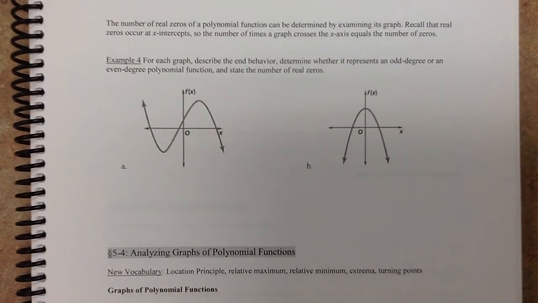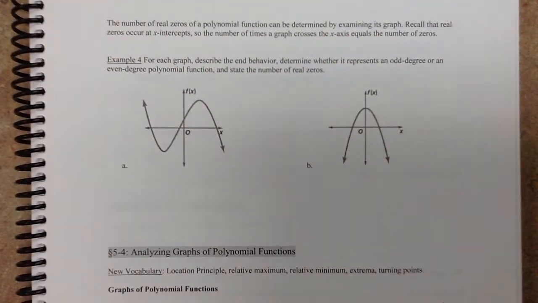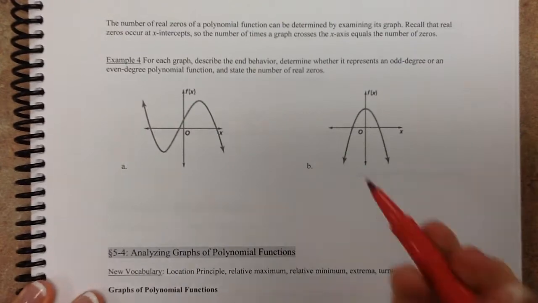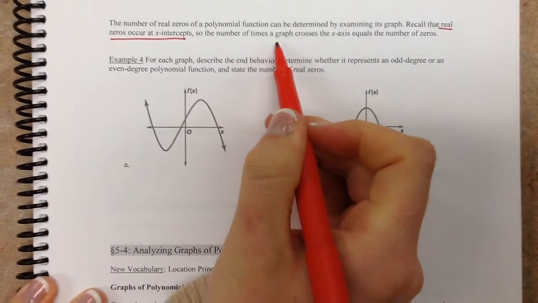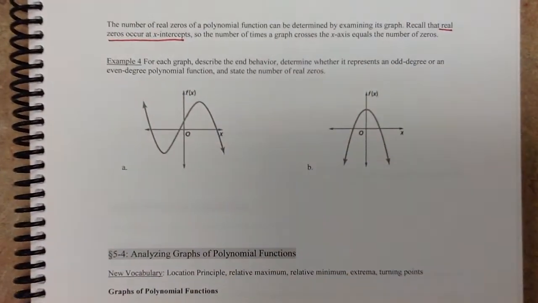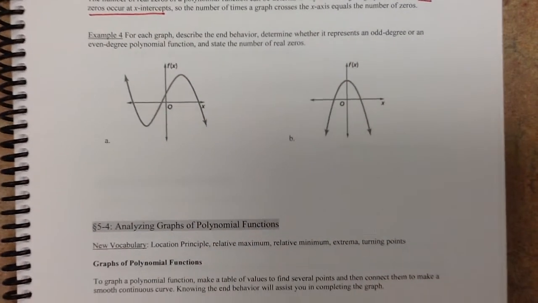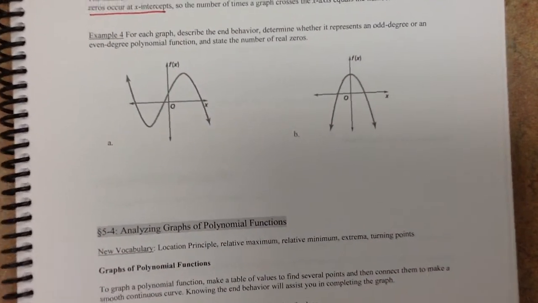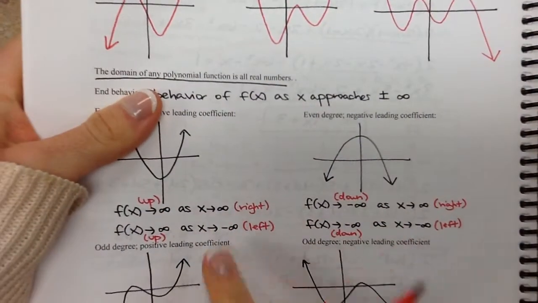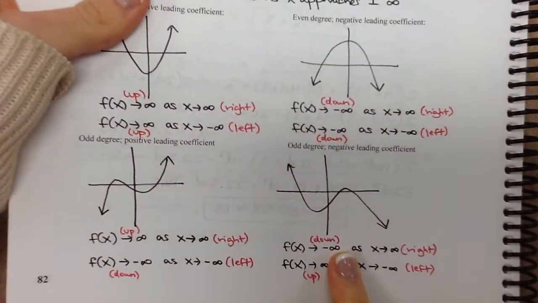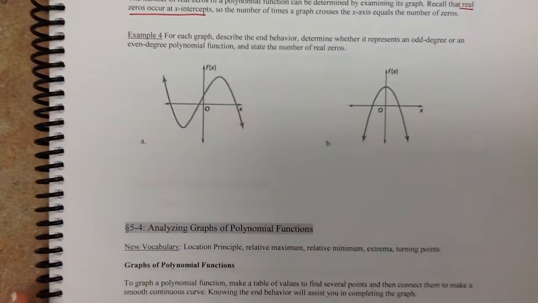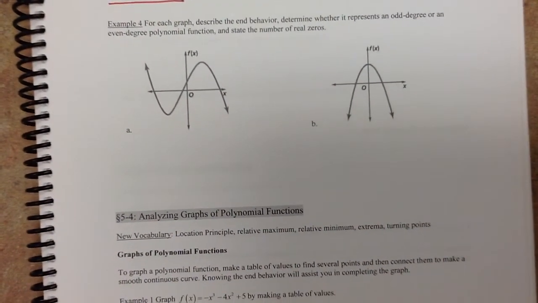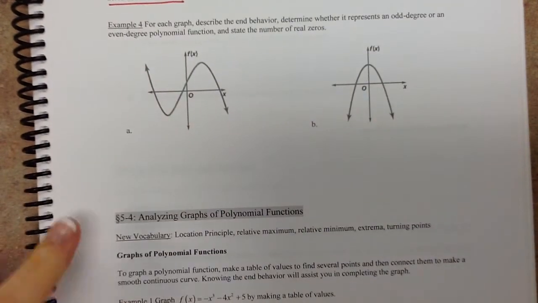Okay, here's the last little statement. Number of real zeros can be determined by examining its graph. Real zeros occur at x-intercepts. Okay, so the number of times the graph crosses the axis is the number of zeros. Okay, so here's what we want to do. For each one of these, describe the end behavior, which is basically just writing one of these four things that we have right here. Determine whether it represents an odd degree or an even degree, and state the number of real zeros. Okay, so this one.